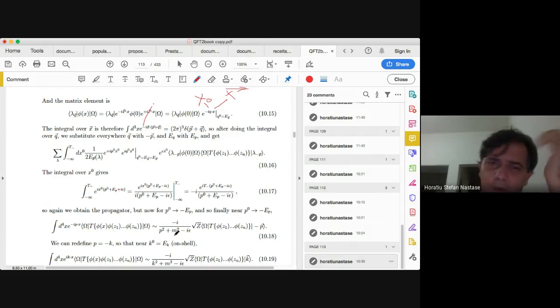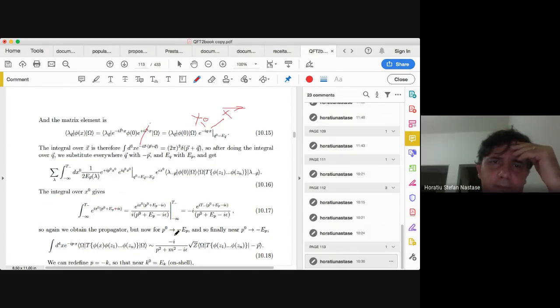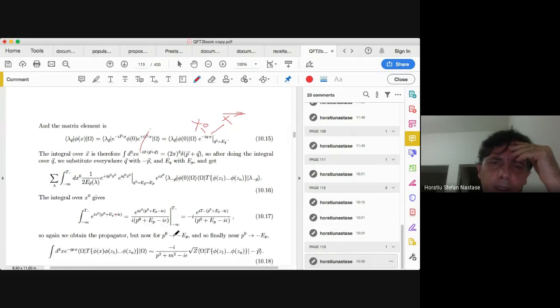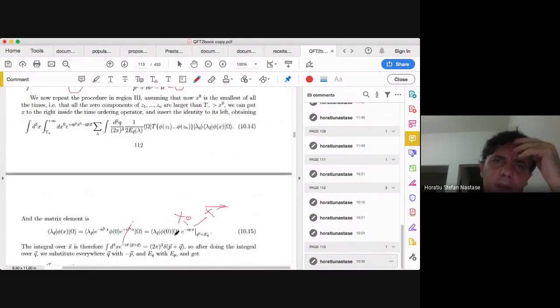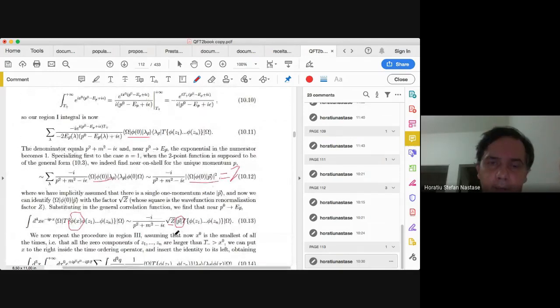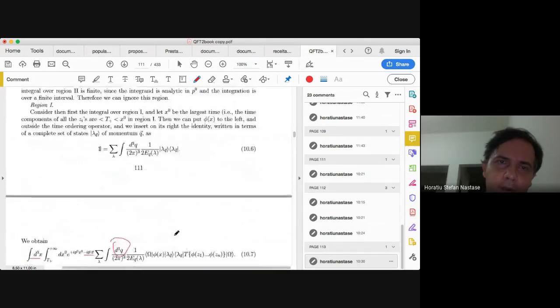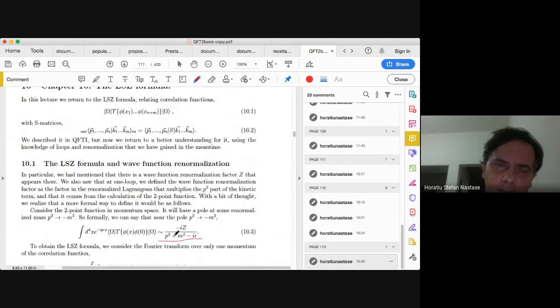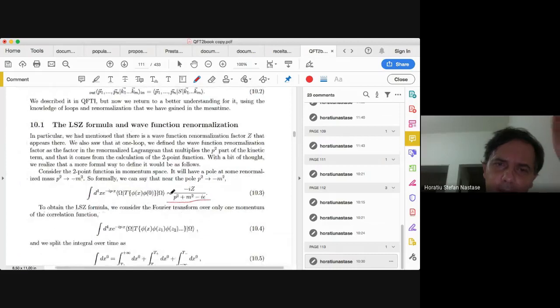Well, okay. So it's a choice. So I said near the pole before. So for the LSZ formula, I said that we're going near the pole. So we're going near where p squared plus m squared equals 0.